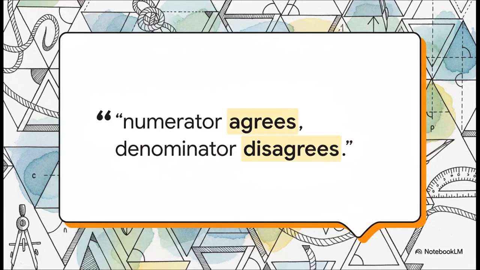Now, this little phrase right here, this is an absolutely fantastic way to remember the signs. Just burn this into your brain. The numerator sign agrees, the denominator sign disagrees. So what does that mean? For a sum formula, the numerator has a plus sign. It agrees. For a difference formula, the numerator has a minus. The denominator is always the opposite. This little saying is the key to getting this right every single time.